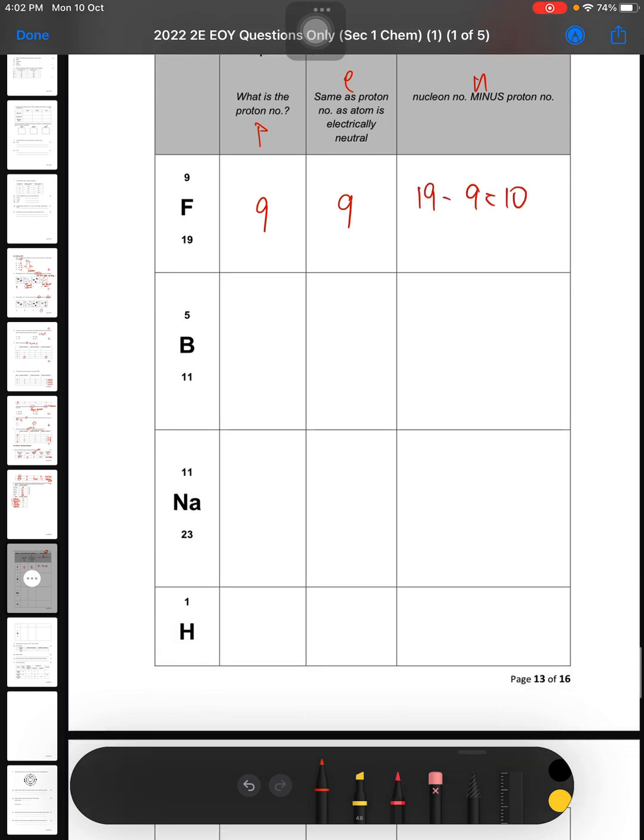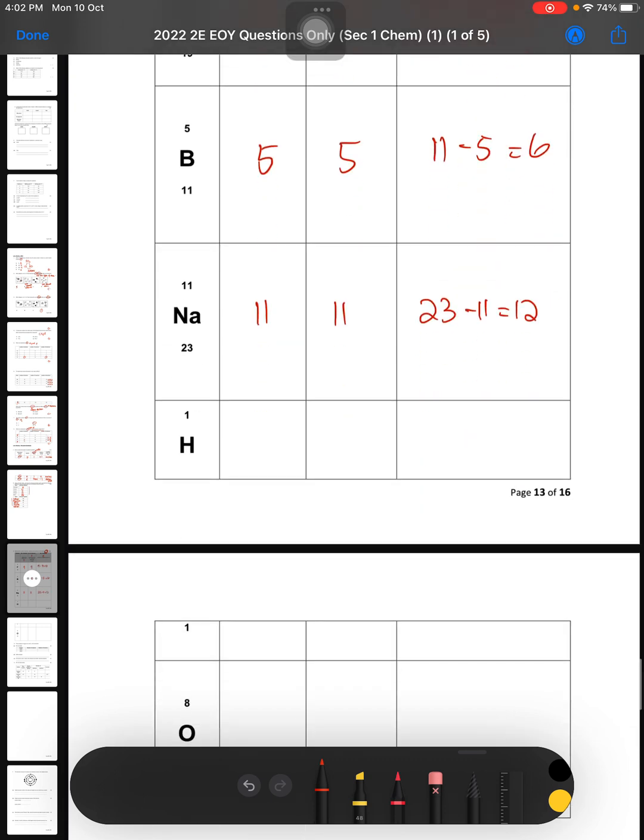All right, boron 5, 11 minus 5 equals to 6. Sodium 11, 23 minus 11 equals to 12. And hydrogen is H 1 1. Okay, the 1 is actually spilled over to the next page. So 1 minus 1 is 0. So be very careful, okay?